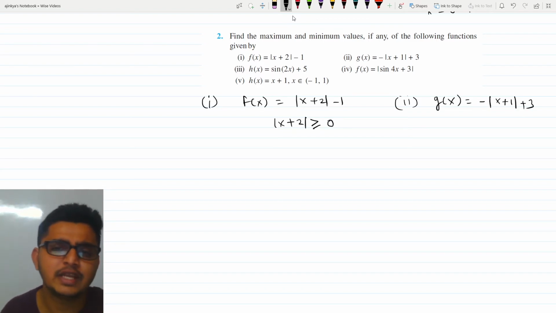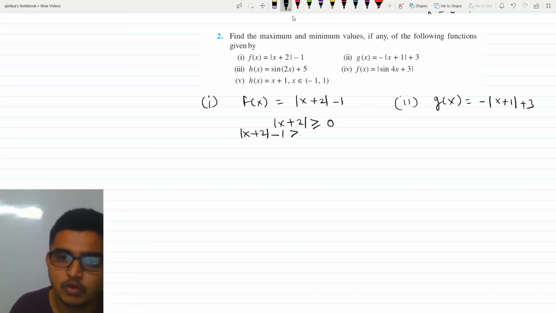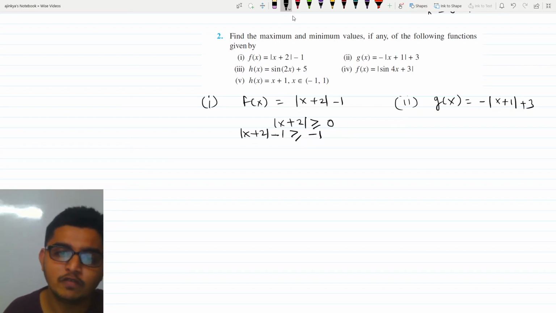So in the first question we can clearly say that mod of x plus 2 is always going to be a positive number, right? It has to be either positive or 0. So can we subtract 1 from both sides? We can clearly see that mod of x plus 2 minus 1 is always going to be greater than or equal to minus 1, and clearly from this you can say that the minimum value of this function is going to be minus 1. At what point? Clearly you can say it is minus 2.